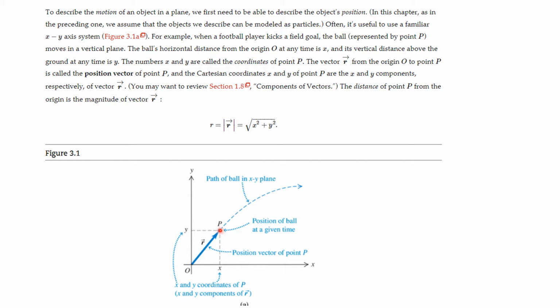And so you see, we're going to be doing vectors. The magnitude of a vector is going to be the square root of x squared plus y squared, again the x component and the y component. This is what we worked on in chapter 1 with the vectors so much.